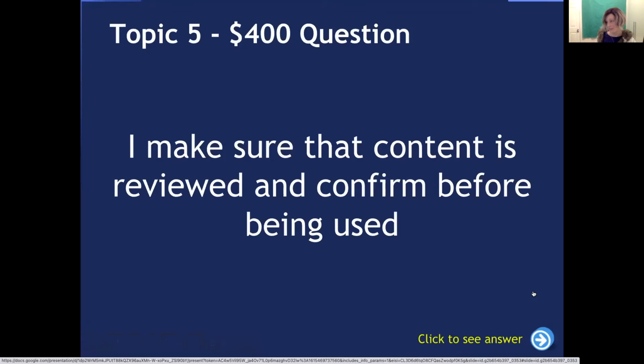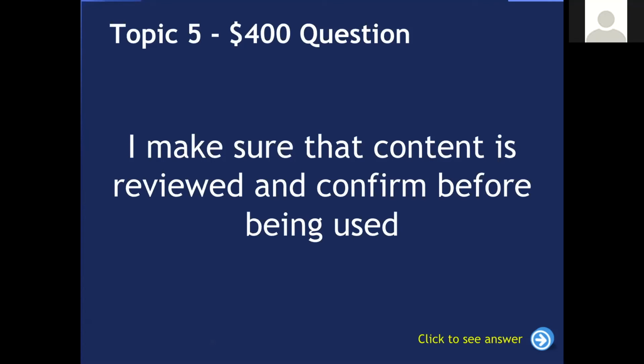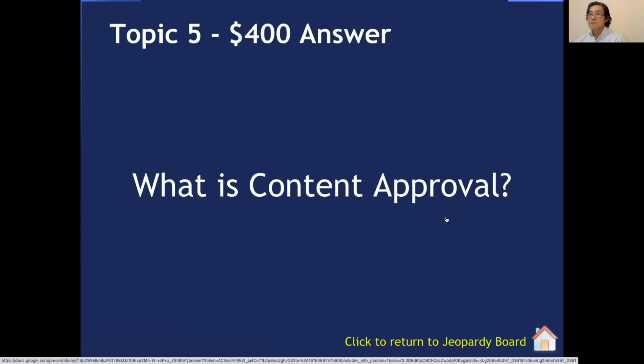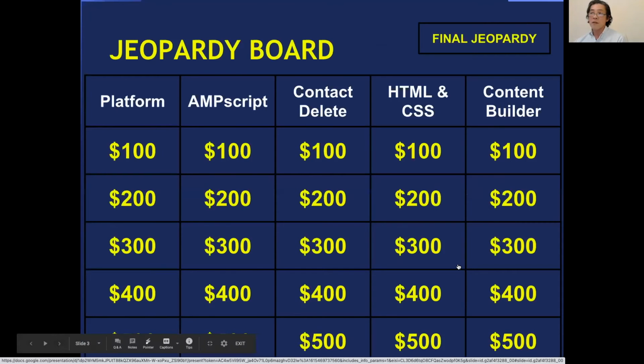I make sure that content is reviewed and confirmed before it's used. What am I? Five, I mean, 4, 3. I don't know what it's called. It's something to do with approval. That'll do. Because it's content approval. I think you're pretty close there. Okay, judges will give it to you. Okay, last one. Last choice, Josephine.